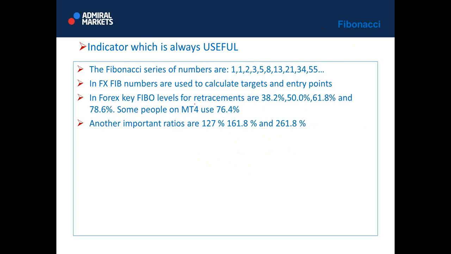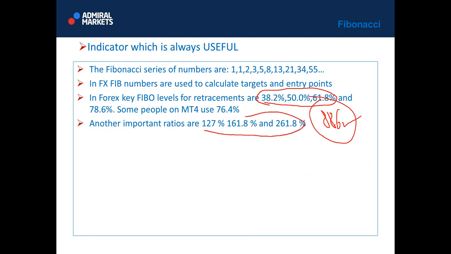In Forex, key Fibonacci levels for retracements are those. And 78.6. I need to say that some people use 76.4. Also, a number which I use often is 88.6. But that is a very deep retracement. But if you want to try counter trend, you can use this number also. Another important ratios are those.